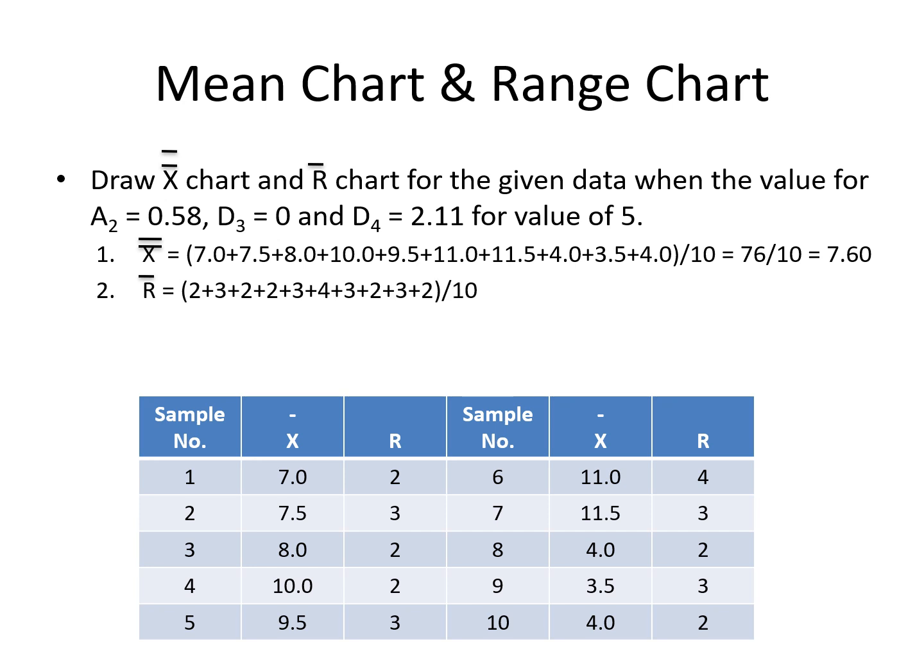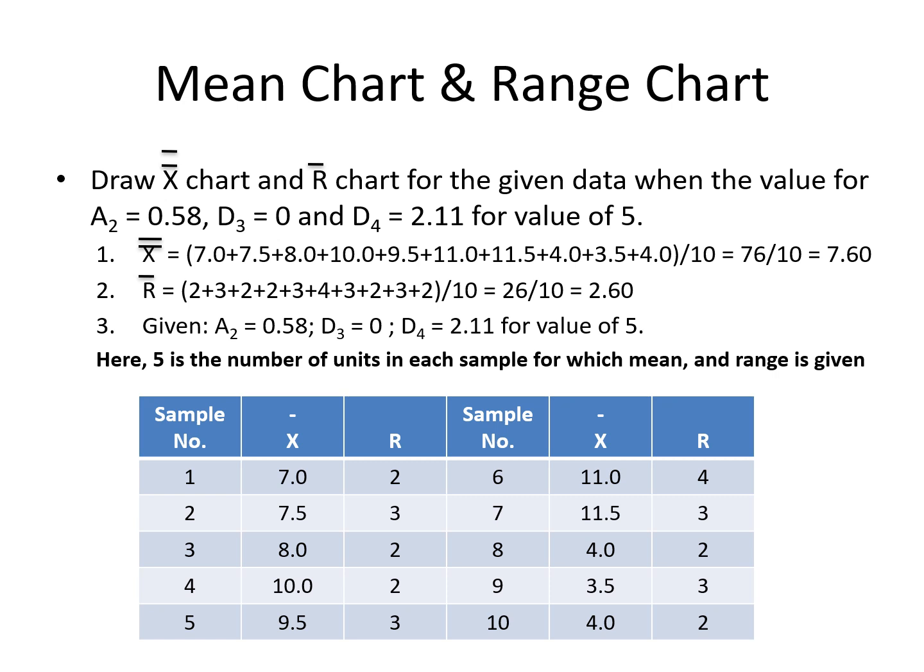Similarly, we have to calculate the R bar. R bar would be the average of the ranges. In a similar fashion, we add up all the ranges, 2 plus 3 plus 2 plus 2 plus 3 plus 4 plus 3 plus 2 plus 3 plus 2, and we divide everything by 10, which comes to 26 upon 10, which is 2.60. It has been given that A2 is 0.58, D3 is 0 and D4 is 2.11 for the value of 5, that is, the size of each sample is 5.